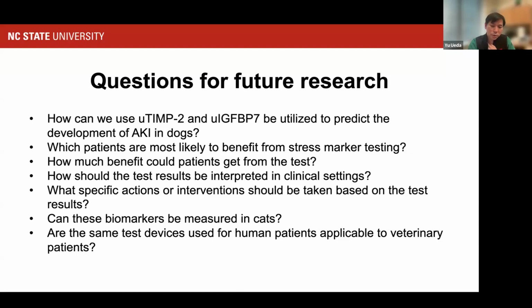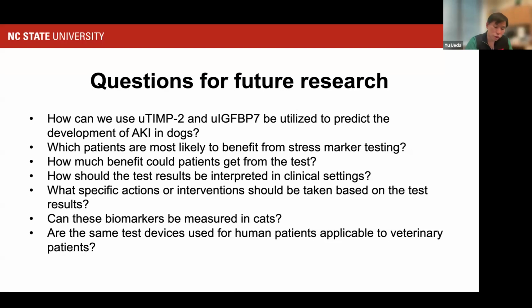And also, we just talked about dogs and people. Can we actually measure these stress markers in cats? And finally, could the same test devices, especially point-of-care or bedside measurement devices, be applicable to veterinary patients such as dogs?